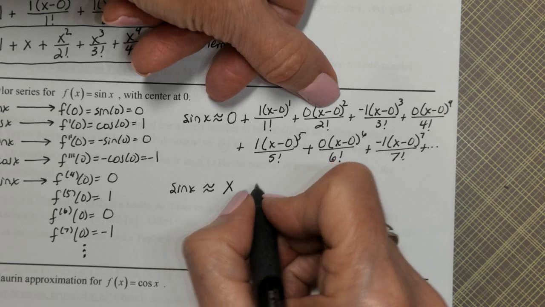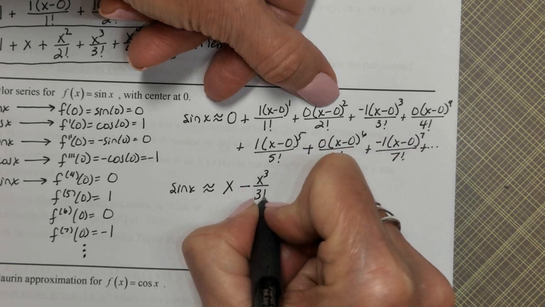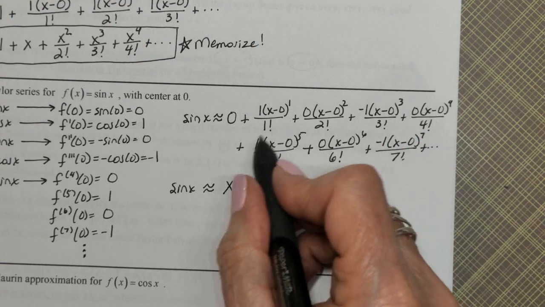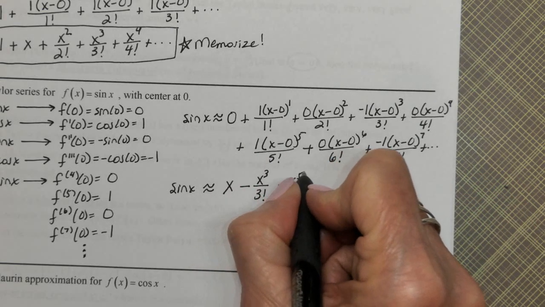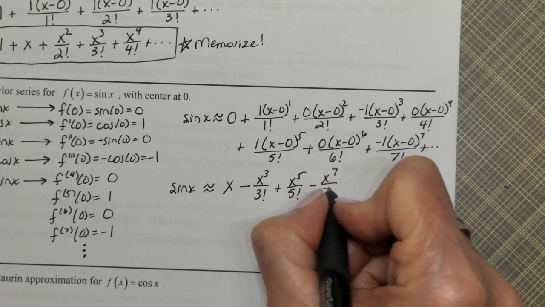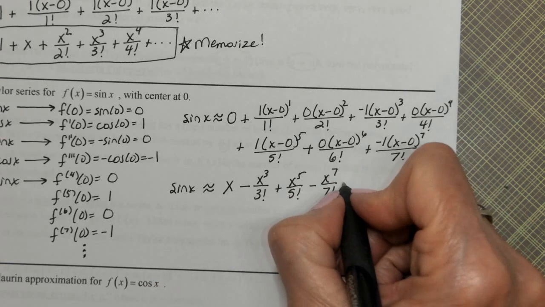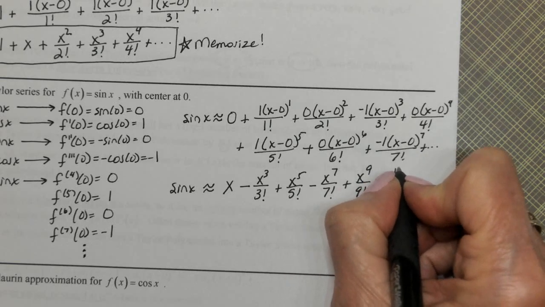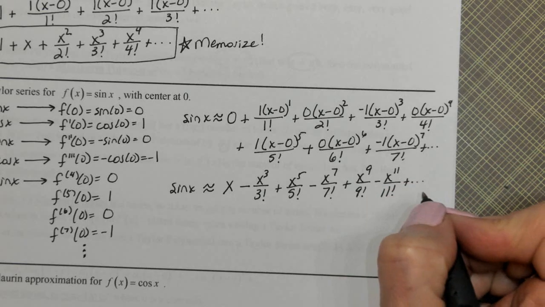I'm not going to write the x squared. This would be minus x cubed over 3 factorial. I'm not going to write the x to the 4th term because of the 0 here. This would be a positive x to the 5th over 5 factorial minus x to the 7 over 7 factorial, and this pattern would keep on going. The next term would be plus x to the 9 over 9 factorial minus x to the 11 over 11 factorial plus dot dot dot.